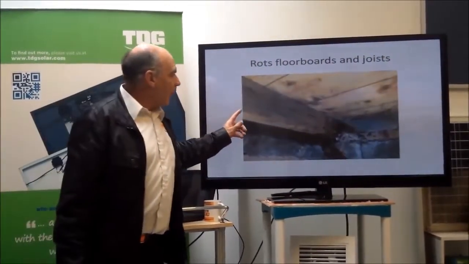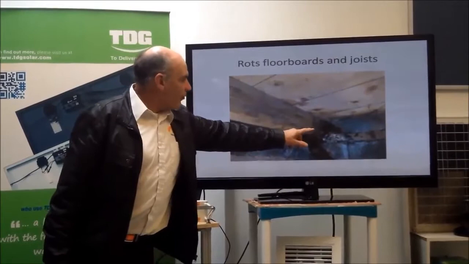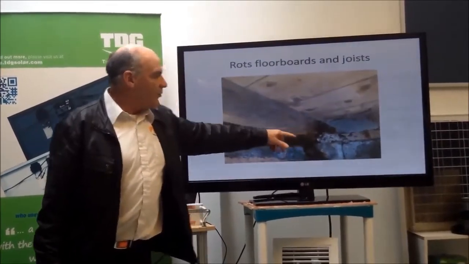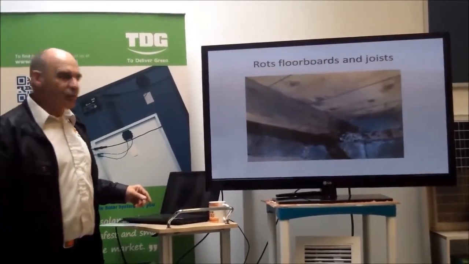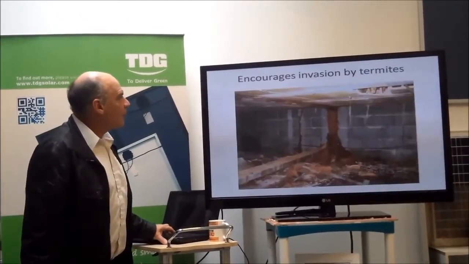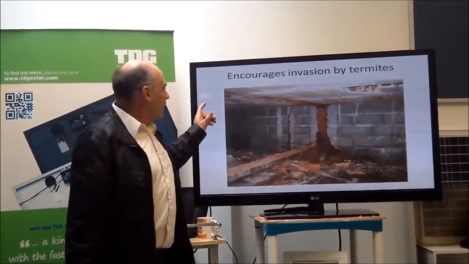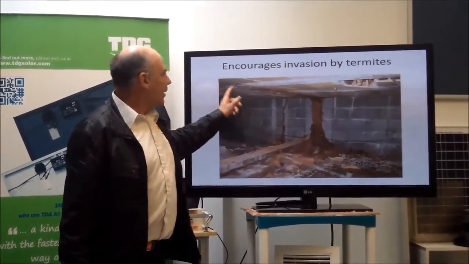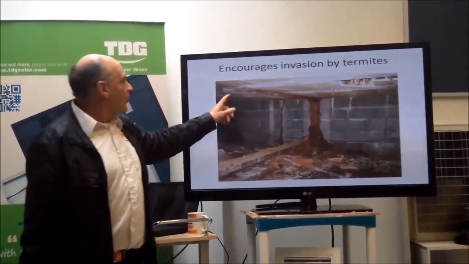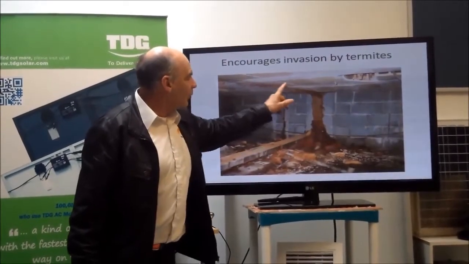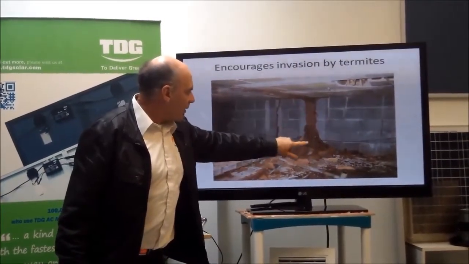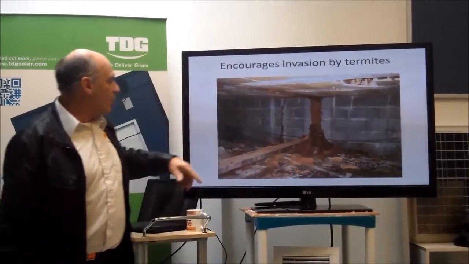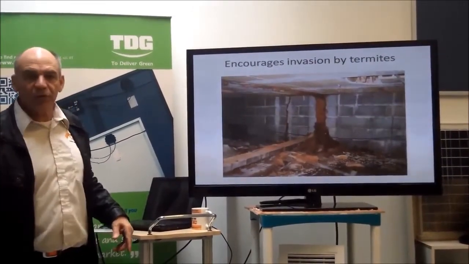Here's an example of where the joists and the floorboards are rotting, and sooner or later somebody's going to fall through the floor. Here is a situation where the dampness has made an excellent home for the termites. The termites are eating away at the floor of the house, and this is part of their nest close to where the moisture is.